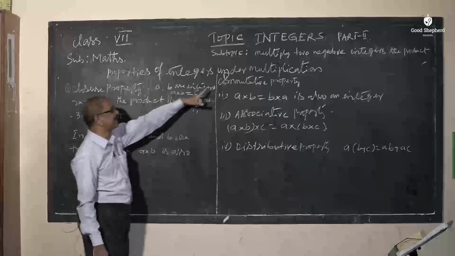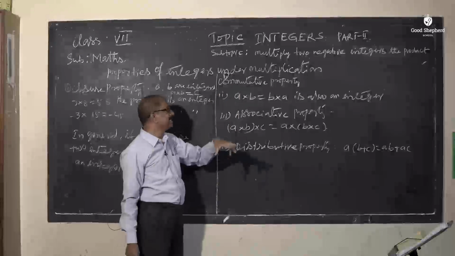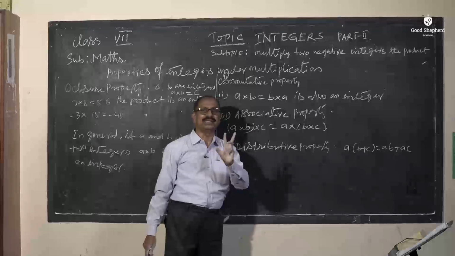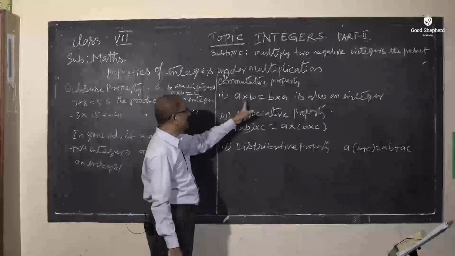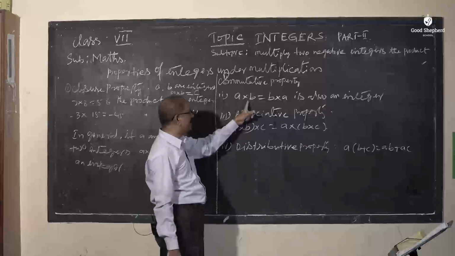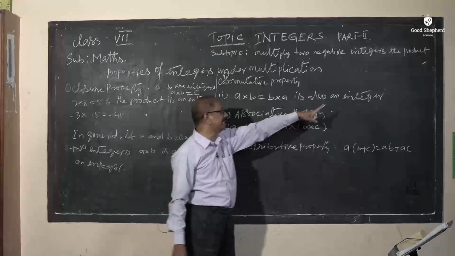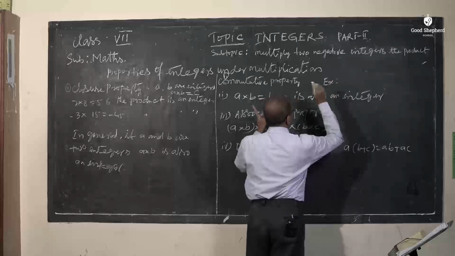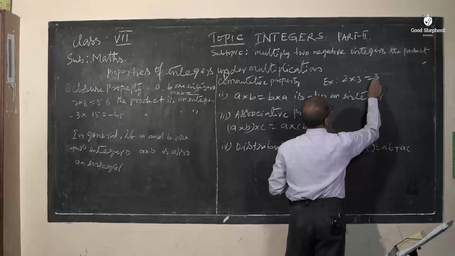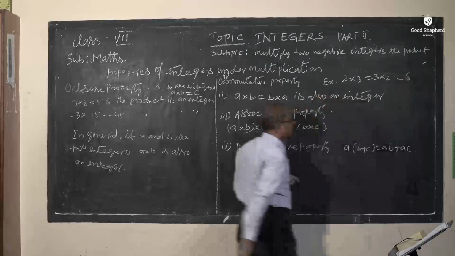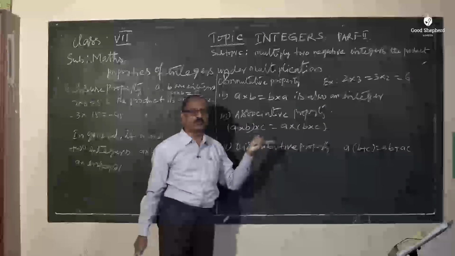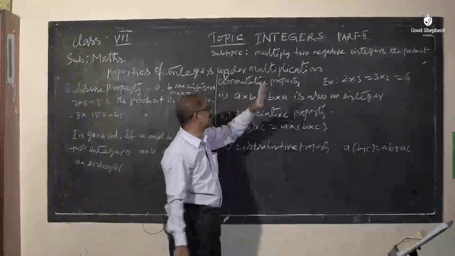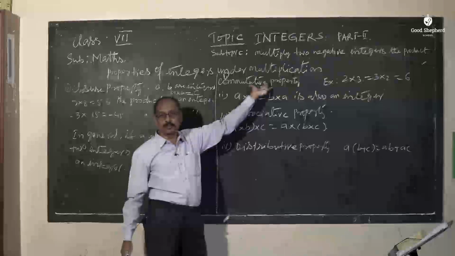Similarly, the second one is the commutative property. In general, where a and b are integers, a cross b is equal to b cross a, or a into b is equal to b into a, and it is always an integer. I will give one example for this. Suppose 2 into 3 is equal to 3 into 2, which is 6. So there is no need of order. 6 is also an integer. Under multiplication, this is the commutative property.